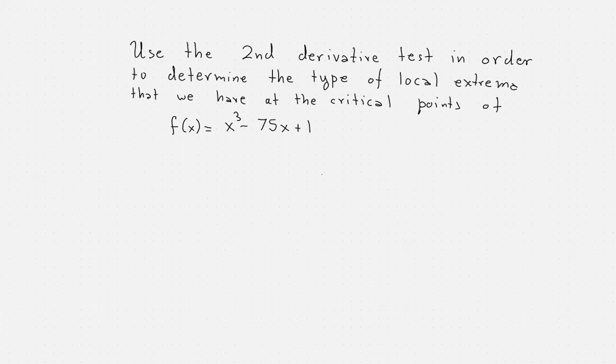So if we have a critical point in the interior of the domain of definition of a function, so it's a point where the derivative is equal to 0, then we have two cases. If f double prime of a is greater than 0, the function is concave up. Concave up is the shape of a local minimum. So a is a local minimum. And if f double prime of a is less than 0, then a is a local maximum.